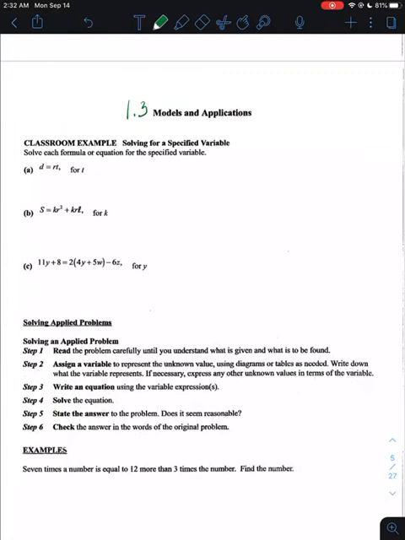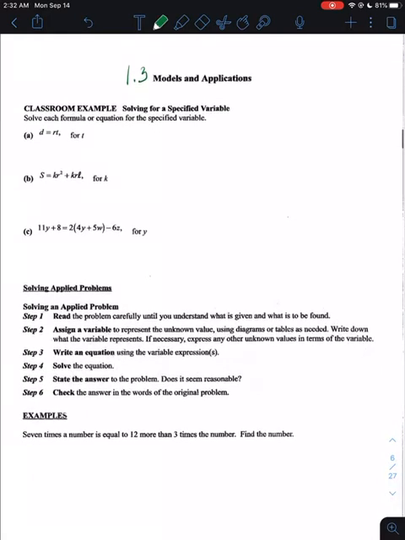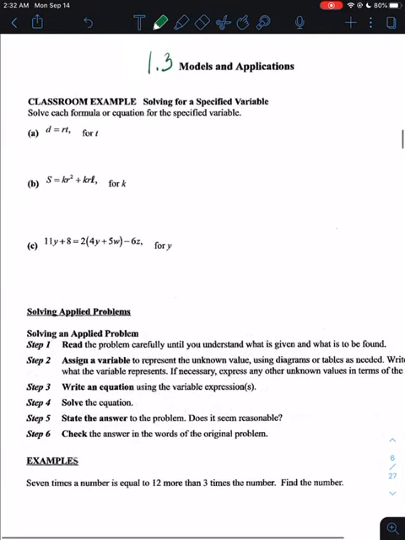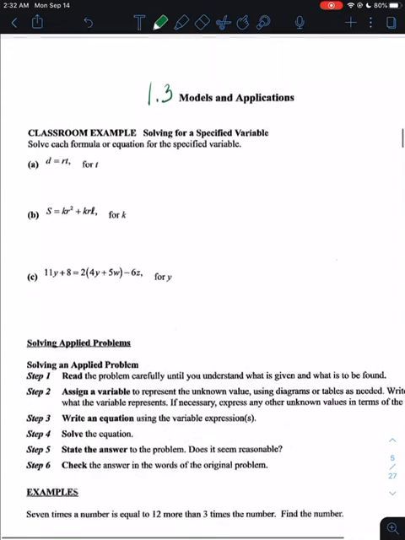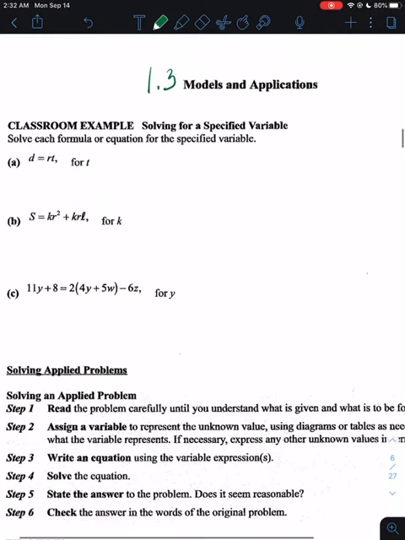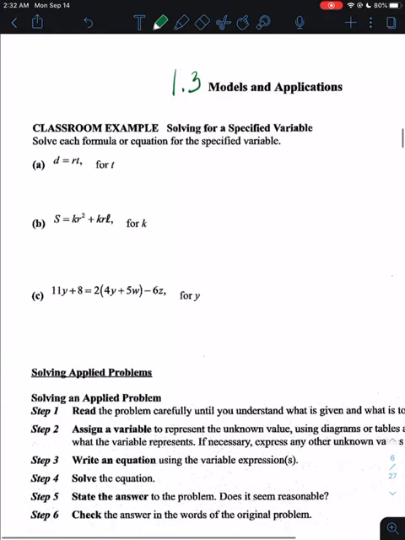So basically, word problems. The first part, we're going to talk about how to solve for a variable in an equation. So the first one, these are formulas. The first one might be familiar. This is the distance formula. Distance equals rate times time. And they want us to solve it for the variable t. So we're solving for t. So my eye is on t. I'm trying to get t by itself. I want to isolate the t.